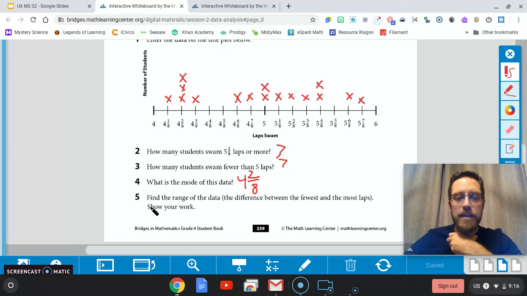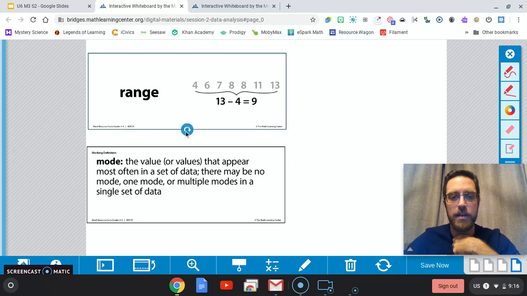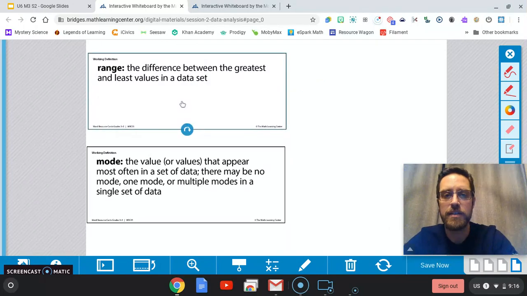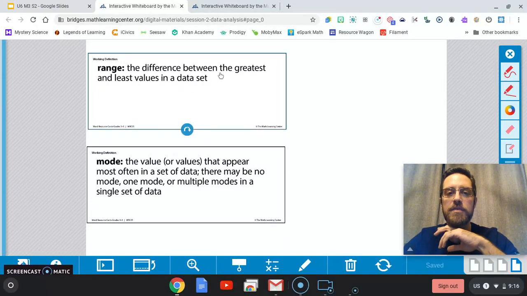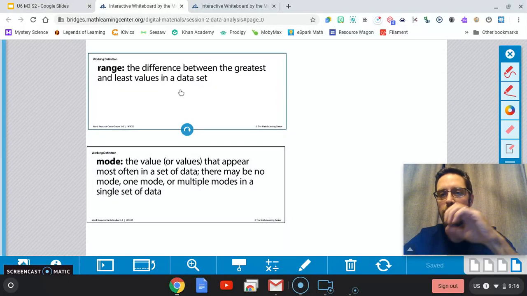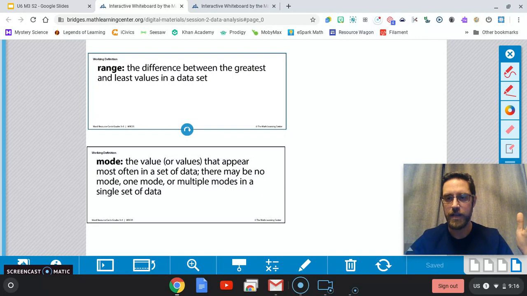Okay, and then number 5 says, find the range of the data. Let's go back to our vocab words. The range is the difference. And right there should be a light bulb. Whenever you hear the word difference, you should automatically know it's subtraction, the difference between numbers, the difference between the greatest and the least. So the smallest point in our data set and the greatest point in our data set. And what is the difference?